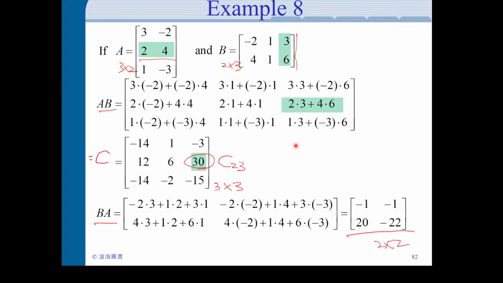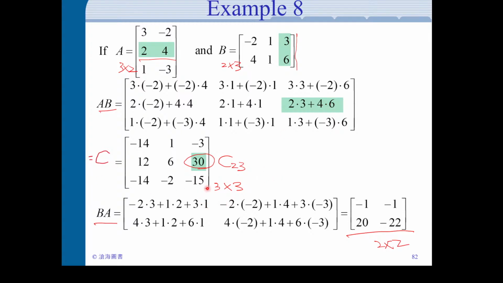And let's see some examples. For example, we have this A and B, a 3 by 2 matrix and a 2 by 3 matrix, and we can multiply AB together. Then for example, we have this 2, 3 element. It will be 2 times 3 plus 4 times 6. And we need to do this multiplication and addition on every element, and we'll get this matrix AB, which we call C. Then C23 will be this element, which is 30, because it's equal to 2 times 3 plus 4 times 6.